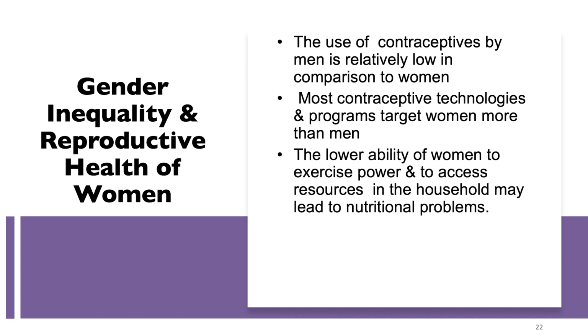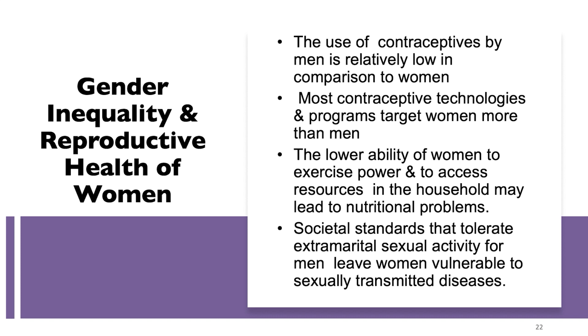The lower ability of women to exercise power and to access resources in the household might lead to nutritional problems, because they don't have power and don't have access to resources, and yet they are in charge of the nutrition of the family. And also, the societal standards that tolerate extramarital sexuality only for men leave women vulnerable to sexually transmitted diseases.